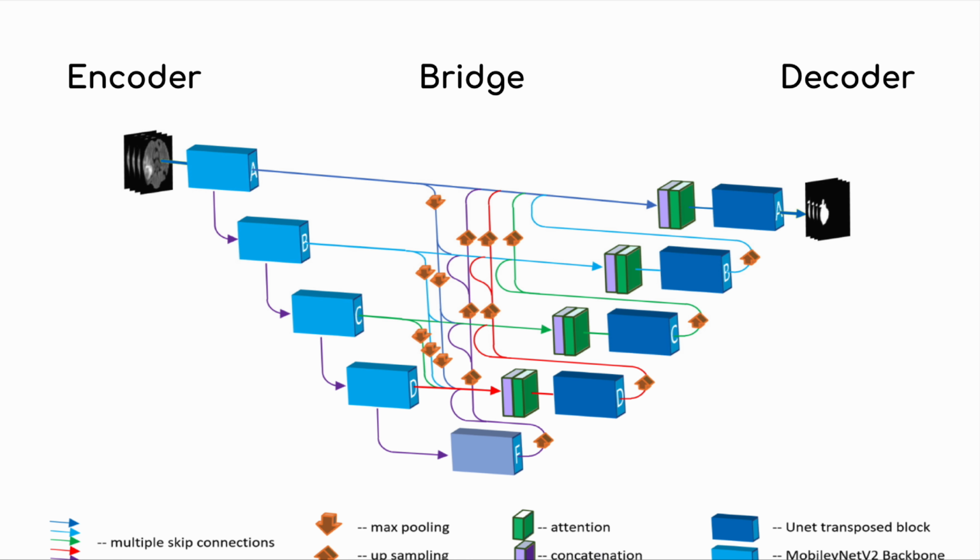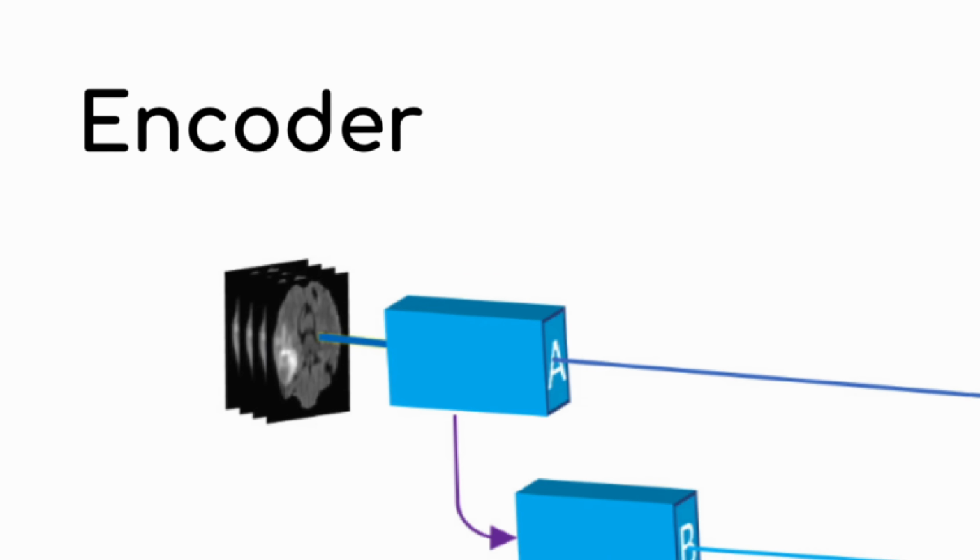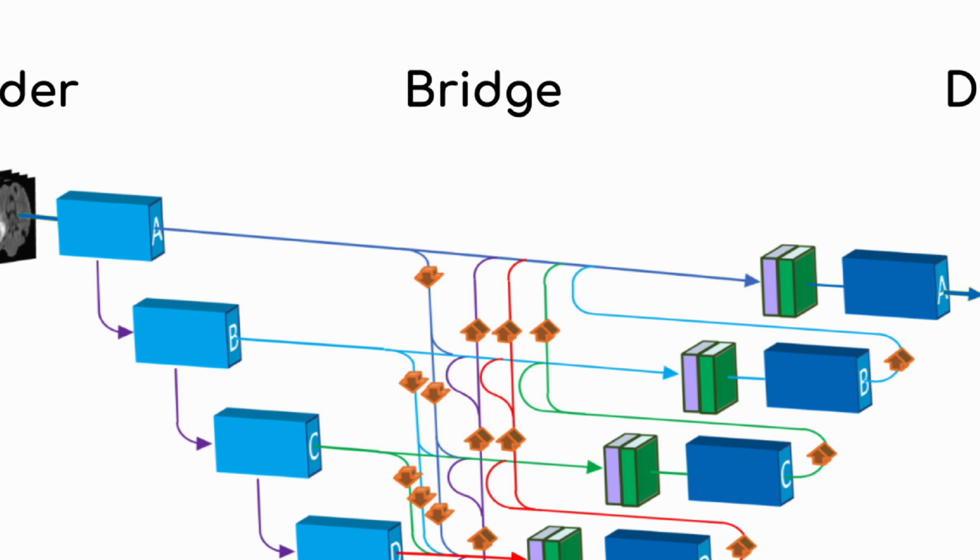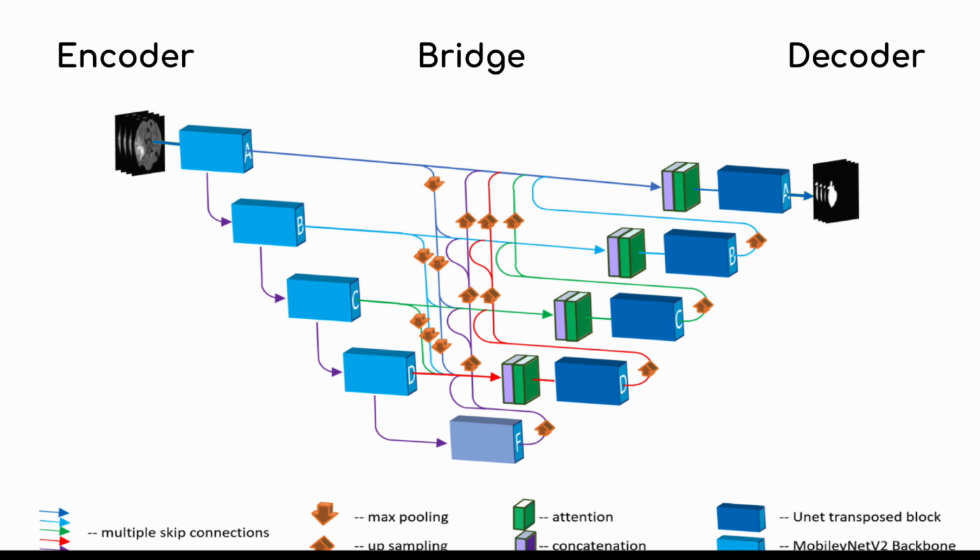The UNET is a type of CNN architecture that consists of an encoder, a bridge, and a decoder. And through the meshing of these layers, we get semantic segmentation, where you input an image and you can get pixel by pixel masks of where the model thinks regions of interest are.